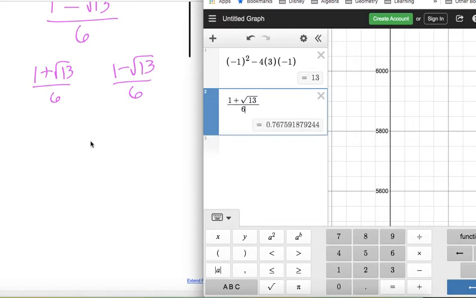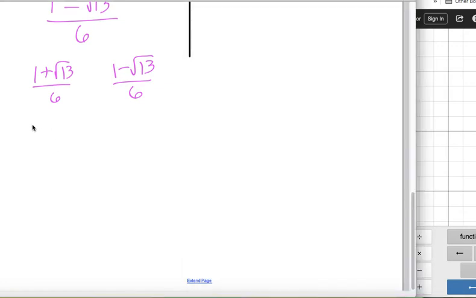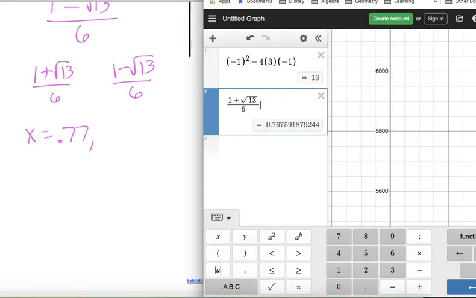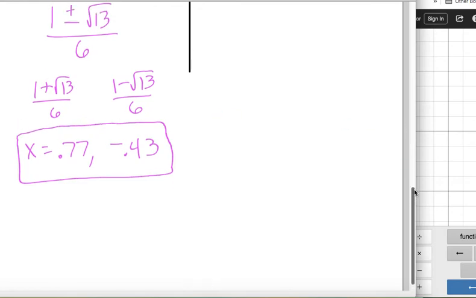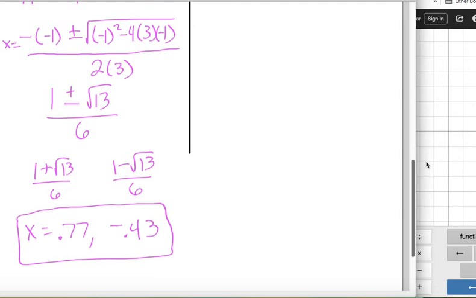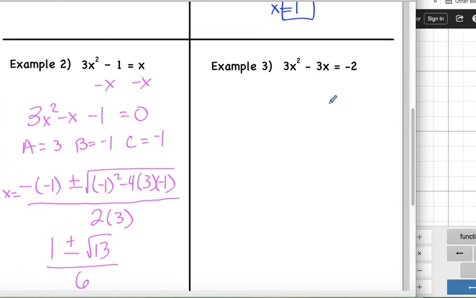And so this gives us a decimal value. So we're going to say about 0.77 for that one. So here we have 0.77 for the first answer. Then we're going to go back to Desmos. We're going to make this a minus sign. Negative 0.43. And so this one has 2 solutions because the discriminant was a positive value, which leads to having 2 real solutions.